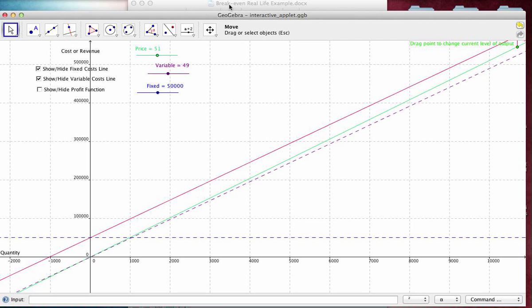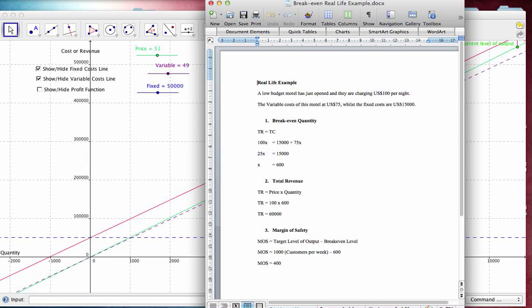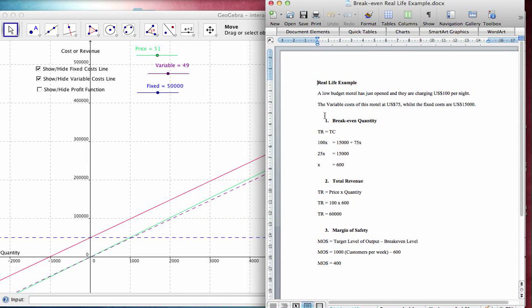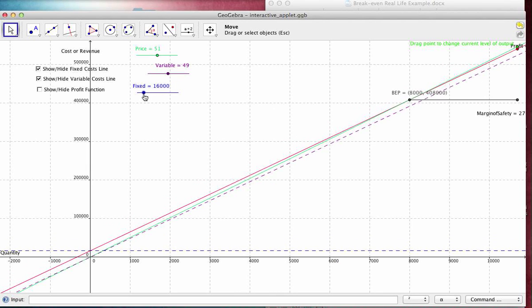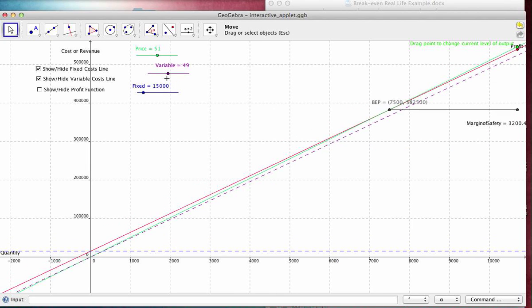So, an example I am going to show today is an example I came up with of a low-budget motel which has just opened and they are charging 100 US dollars per night. The variable costs of this motel are 75 US dollars, while the fixed costs are 15,000 US dollars. So let me just graph this real quick.